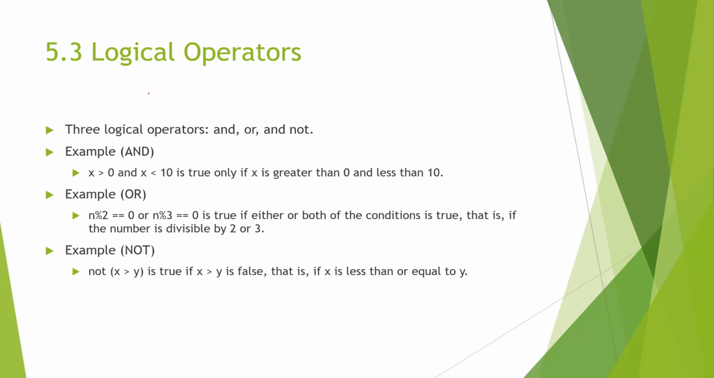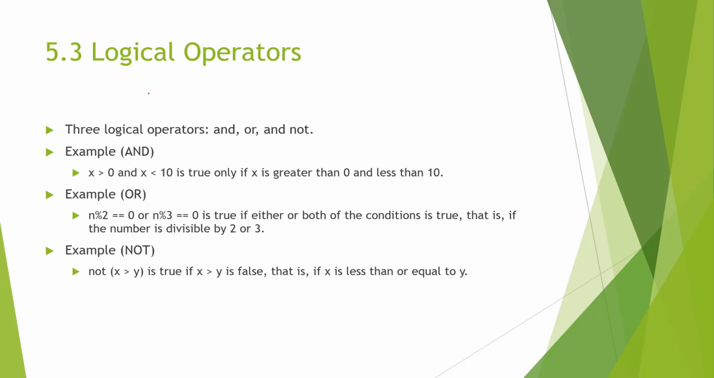Examples: x is greater than 0 and x is less than 10. This is true only if, again, x is greater than 0 and less than 10. So it's between 1 and 10, with 10 not being a valid response because it has to be less than 10. So it's actually looking between 1 and up to the value of 9, but not exceeding.